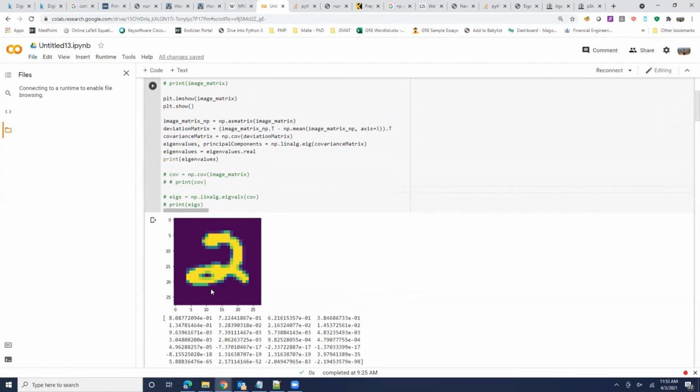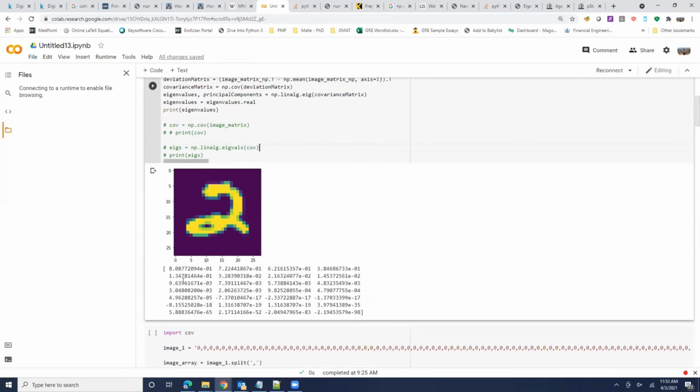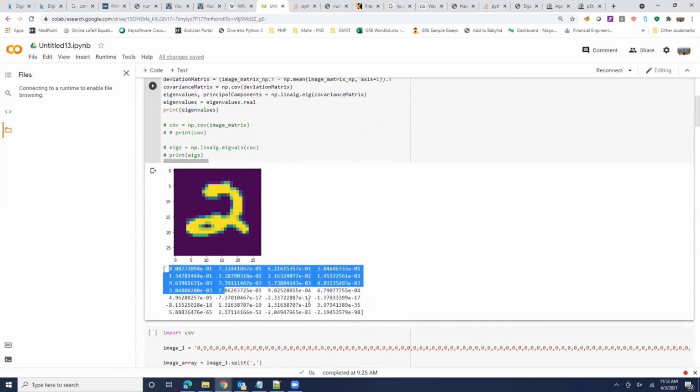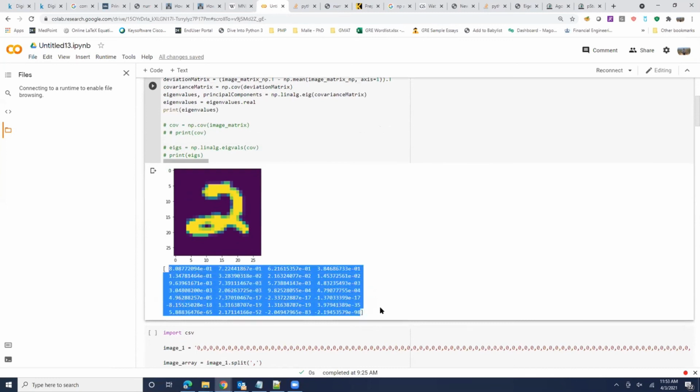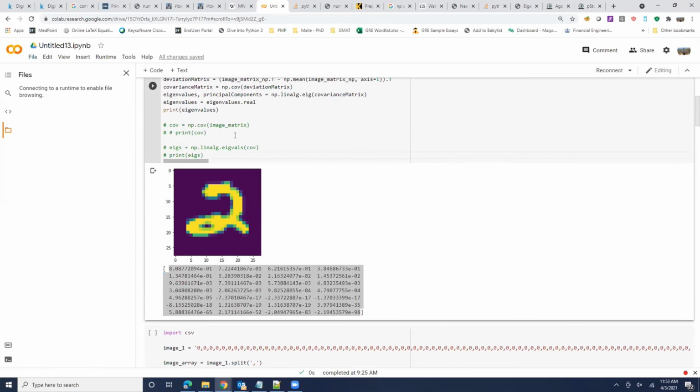Right. So this is a 28 by 28 pixel image of the number 2, and this is just its eigenvectors. Because it's a 28 by 28 matrix, it will have 28 eigenvalues. If it's a 2 by 2 matrix, it will have 2 eigenvalues. If it's a 28 by 28 matrix, it will have 28 eigenvalues.